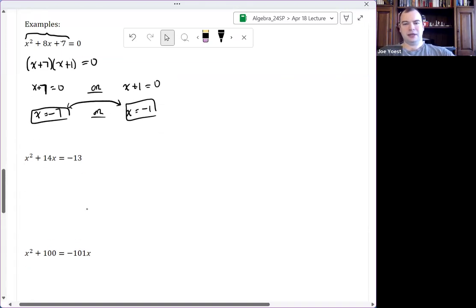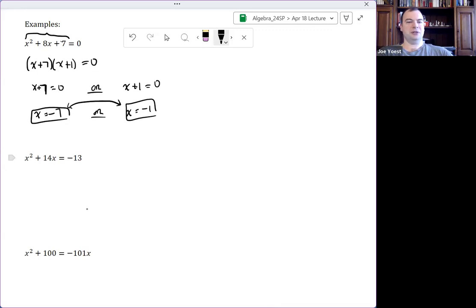If I have a problem like this, x squared plus 14x equals -13, the first thing I want to do is get everything on one side. So the first thing I do is put the -13 on the other side. By that I mean add 13 to both sides, just to be very clear. I get x squared plus 14x plus 13 equals 0.